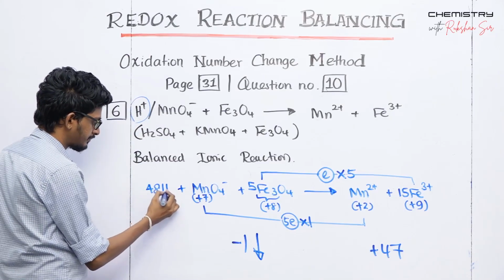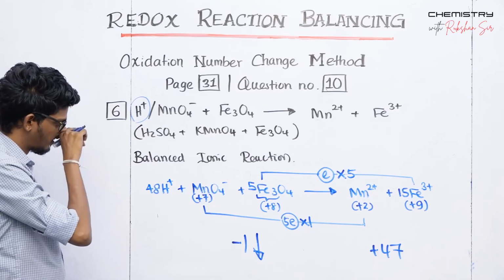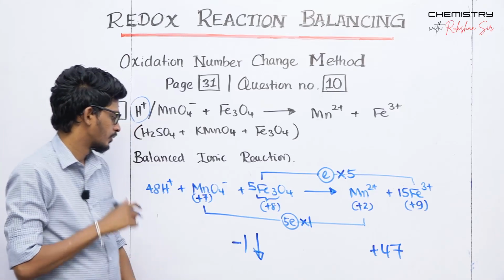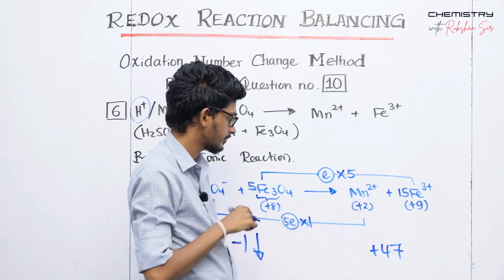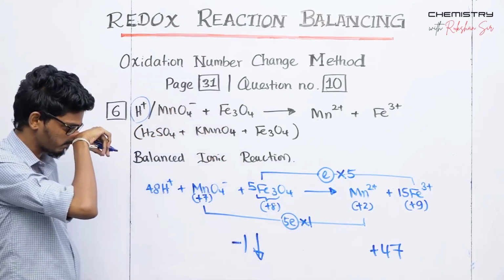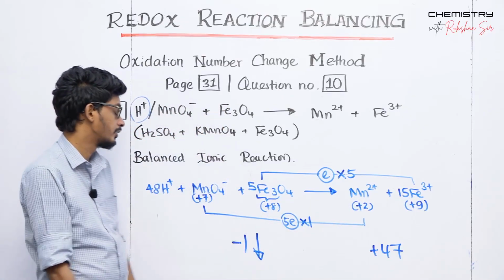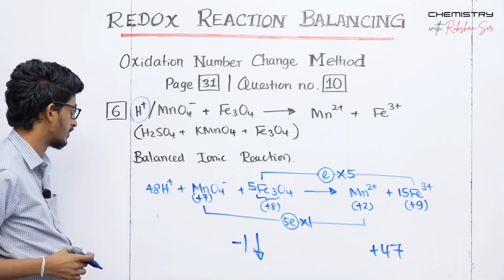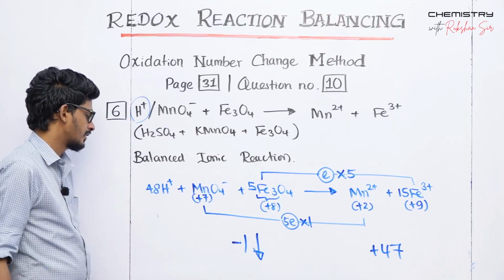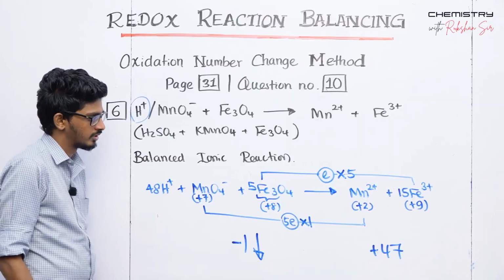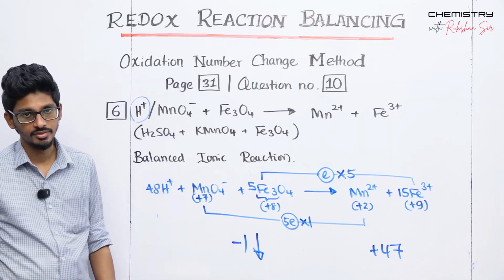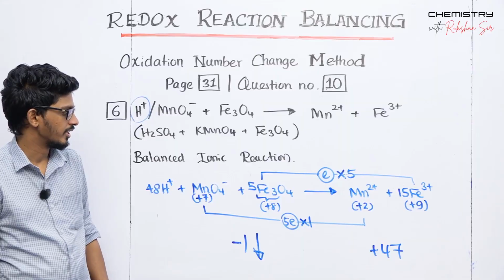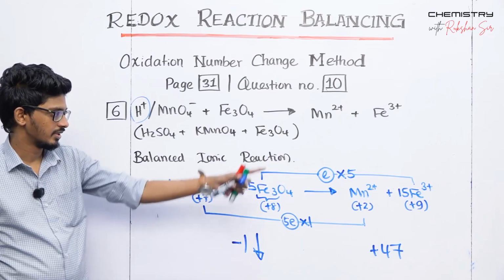Finally, we need to balance the hydrogens. You can see 48 hydrogens here and no hydrogens here. So that means 48 units of difference with the hydrogens. That means you need to come up with 24 H2Os to provide 48 hydrogens. So 24 H2Os should be added to the side with the least hydrogens, that is that side.